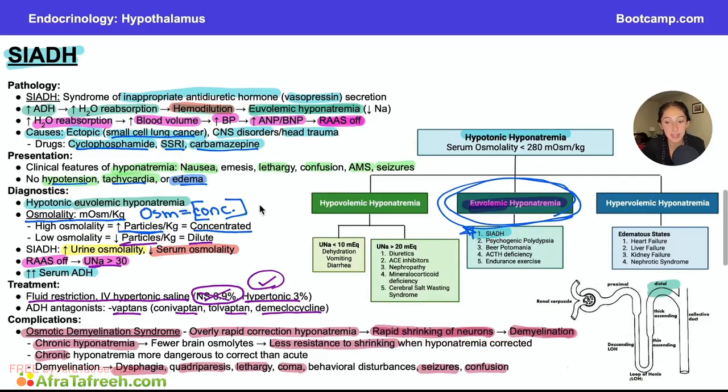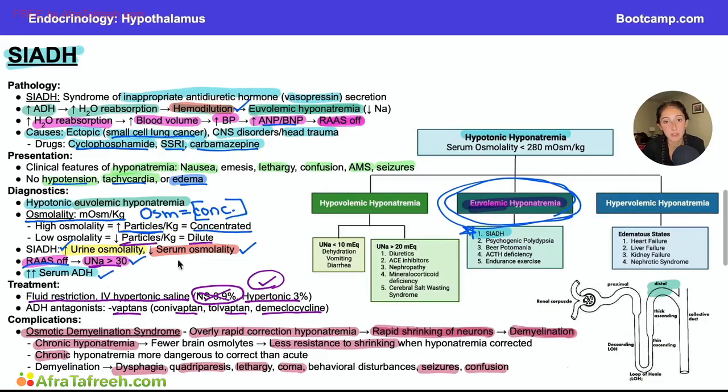You can then check your diagnosis with these lab findings. So if we have inappropriate antidiuretic hormone secretion, we are going to have decreased serum osmolality because of this hemodilution, but we still have this really concentrated urine. So if you see these two, you know that this is an inappropriate response, likely SIADH. Additionally, when RAS is off, our urine sodium is higher than 30. And then, of course, we have increased serum antidiuretic hormone.